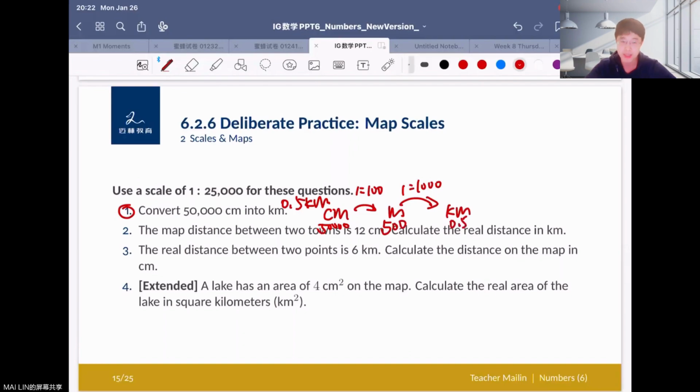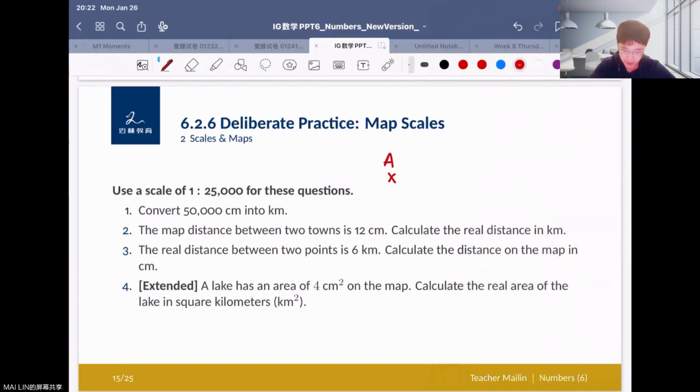And the second problem is that the map distance between the two towns is 12 centimeters, and we calculate the real distance in kilometers, right? So for town A and town B, the distance here is 12 centimeters, right? And if you want to calculate the real distance in kilometers, we have the scale of 1 versus 25,000, right? So you can just multiply 12 centimeters times 25,000, right?